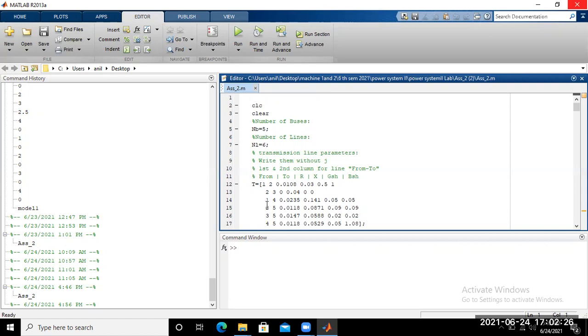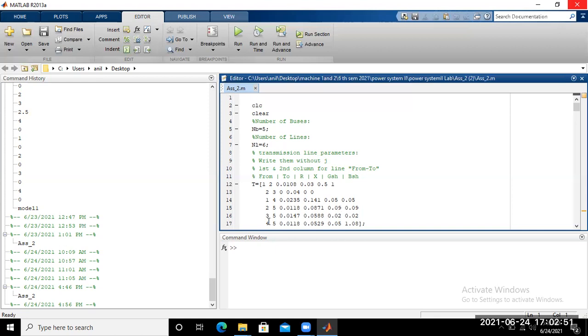Similarly, from bus number 1 to bus number 4, the resistance value is 0.0235, reactance value is 0.141, and conductance value is 0.05 and susceptance is the same, 0.05.